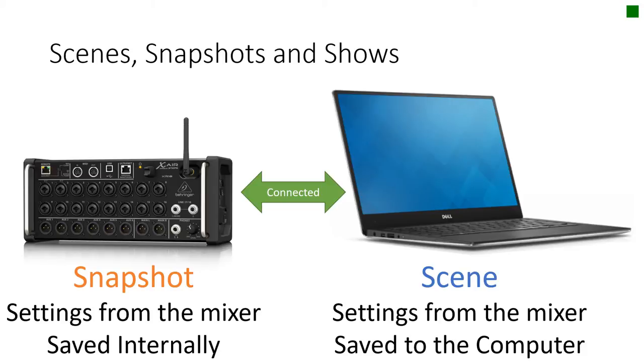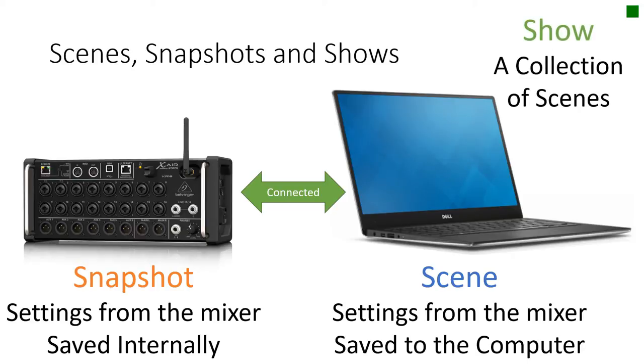So a snapshot and a scene are the exact same thing: a saving of the current setting of the mixer, but one is internal, a snapshot, the other is external, a scene. What if you've got 5 different scenes and you want to save them all together? Well, that is what a show is. So this is going to be a video looking at snapshots, scenes, and shows, and figuring out how all of them interact with one another, because there are some idiosyncrasies here about how they work.